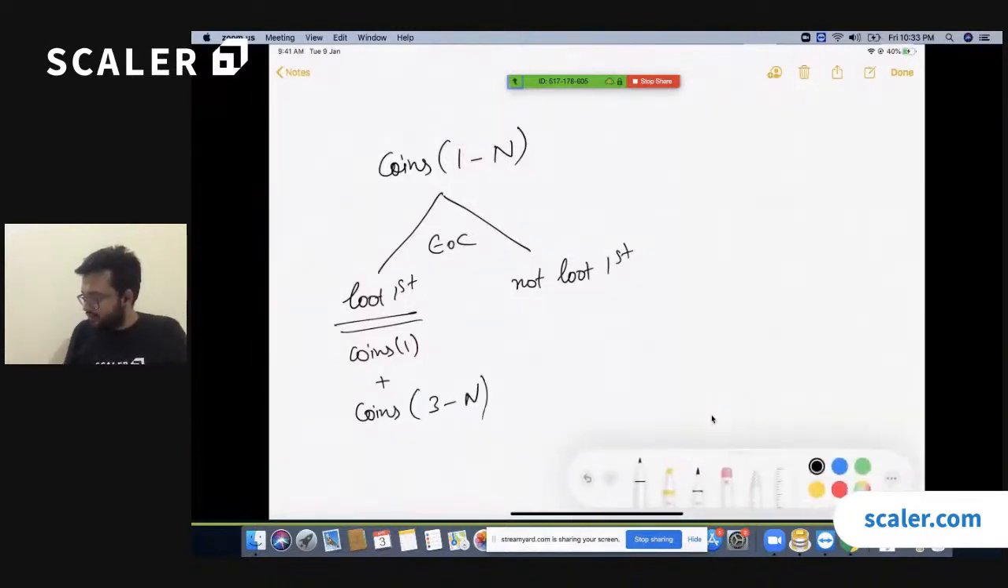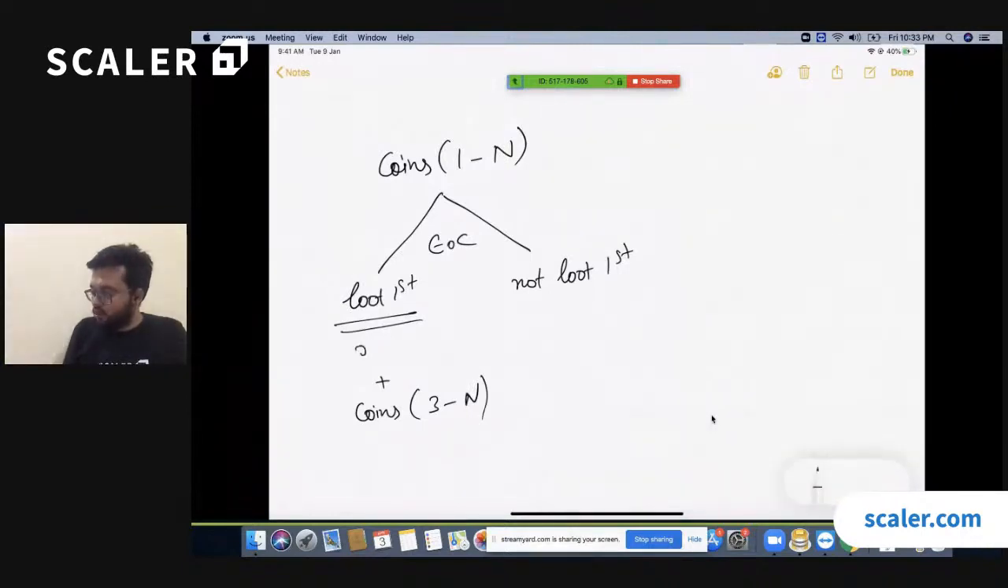Okay, so let me not call it coins i. Let me just call it reward i. That if you choose to loot the ith house, this is the reward that you get. So reward 1 plus the sub-problem of coins 3 to n.